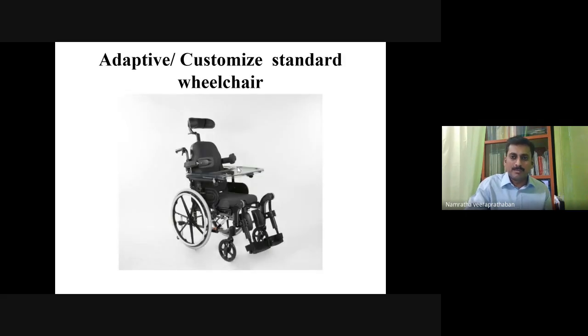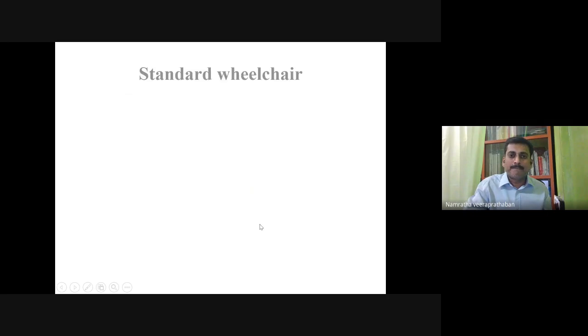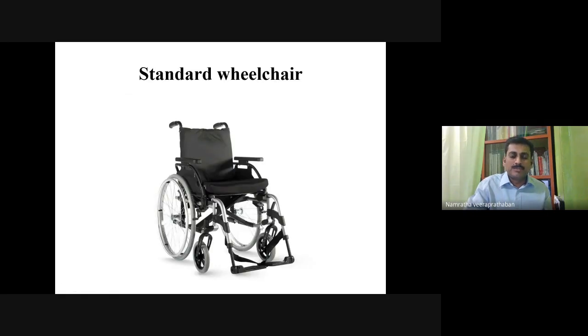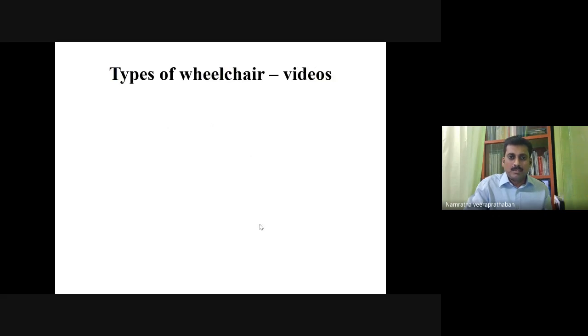Now, adaptive or customized standard wheelchair. This is an example of an adaptive standard wheelchair. You can see all the accessories are mounted on the mobility base. And this is the example of a standard wheelchair. All right. Now, are you ready for the types of wheelchair video?